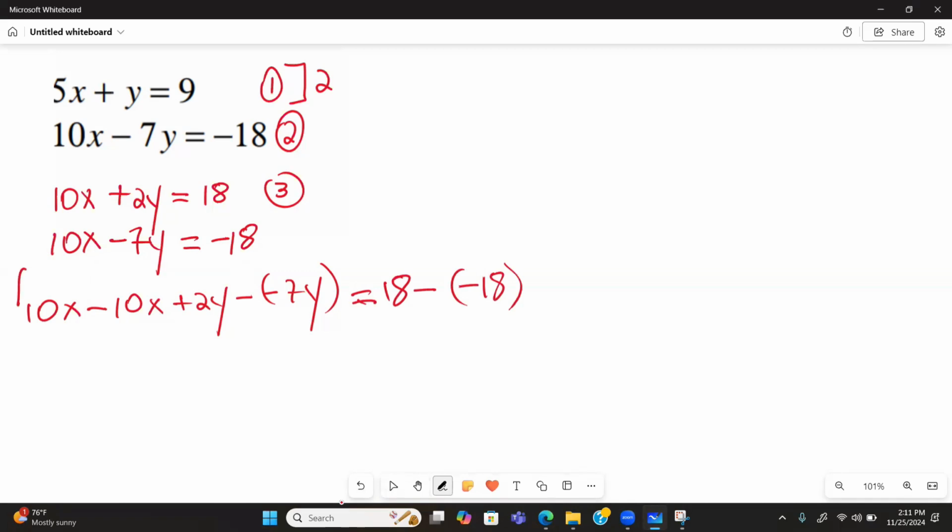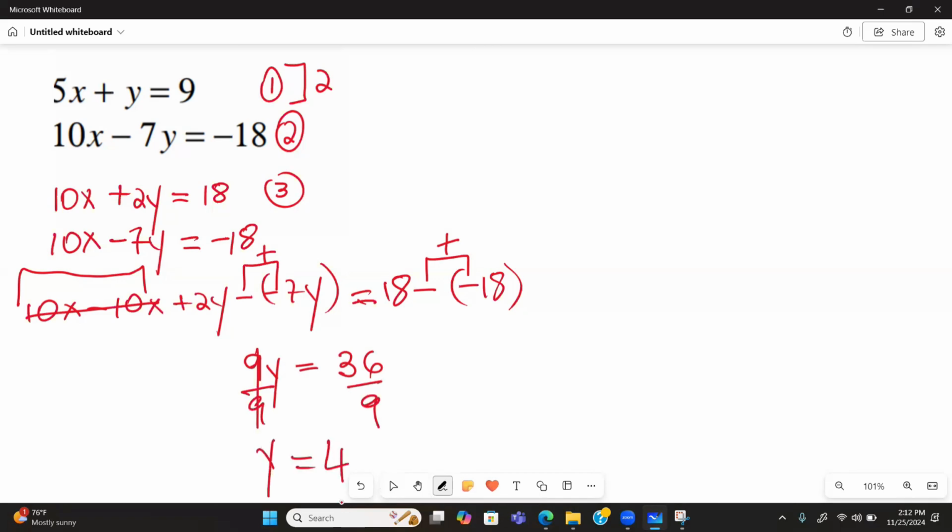Now, when we have a 10x minus 10x, that becomes 0. So the x variable is now gone. Now here, two negative signs clash, it becomes a plus. So basically, I have 2 plus 7, and this is going to give me positive 9. And this is equal to, take a look over here. Two negative signs clash, it becomes positive. So 18 plus 18 becomes 36, and then we divide both sides by 9. So you could see that y is equal to 4. So here's one of my responses. I have y is equal to 4 here.